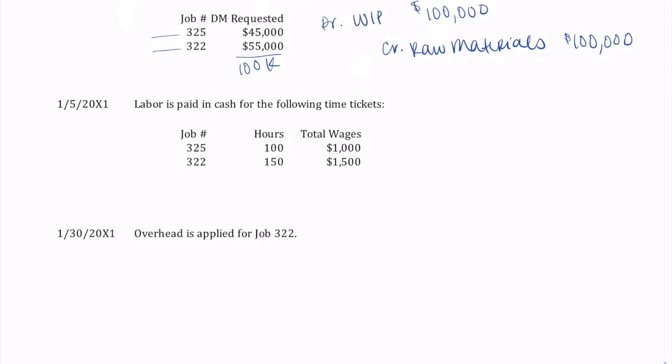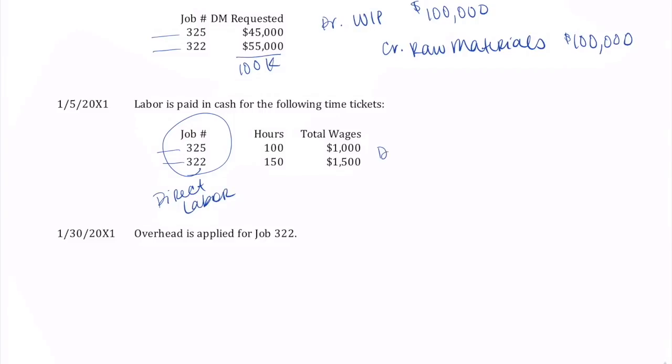Labor is paid in cash for the following time tickets. Okay, so our employees work for us. They're working on these jobs. They're clocking in, they're clocking out. We know exactly which jobs they were working on. This is direct labor. Okay, so it's direct labor.